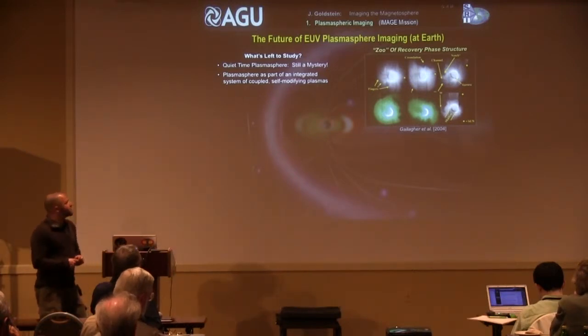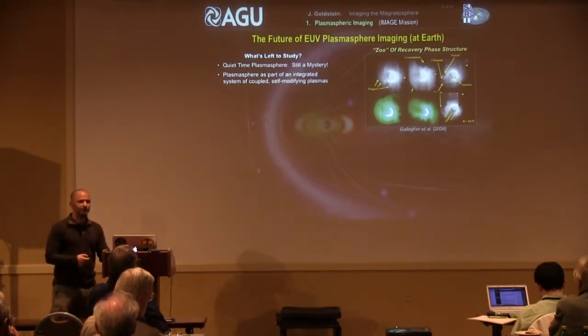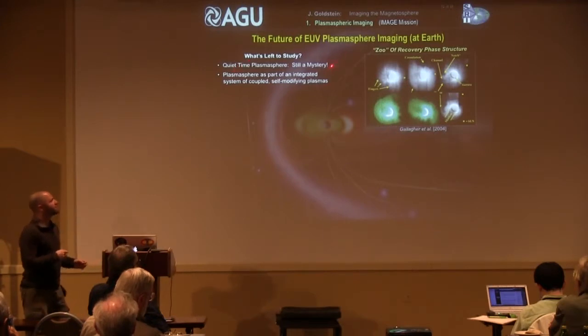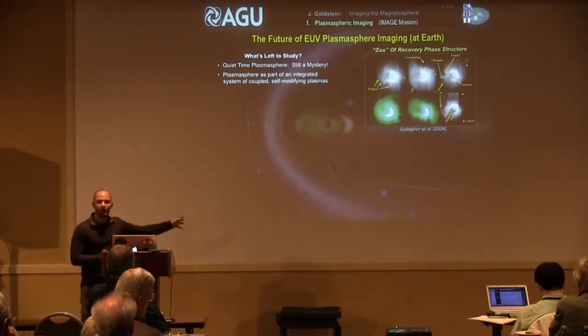What's left to study? Obviously, the global picture is only one piece of the puzzle. There's a lot more. And I would say the most important thing that we don't understand is the quiet time plasmasphere. These are pictures put together by Dennis Gallagher several years ago of various features. And just look at these shapes of the plasmasphere. This is nothing like what any models I've ever seen can produce. And yet this is what's really happening. So there's a lot going on we don't understand.